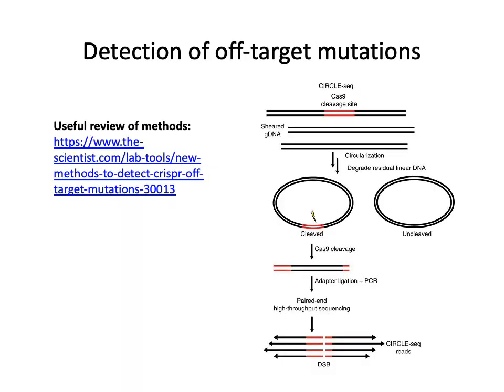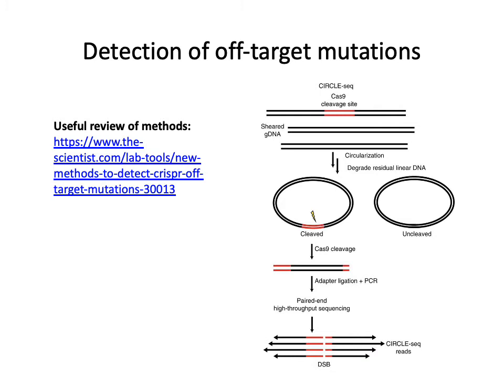So there exists a whole slew of protocols for detecting off-target mutations. One of them, for example, is what's called circle-seq. The idea here is that you can take your genomic DNA and shear it into fragments, and those fragments will be a collection of fragments that both have sites that Cas9 will cut with a given guide RNA and those that don't.